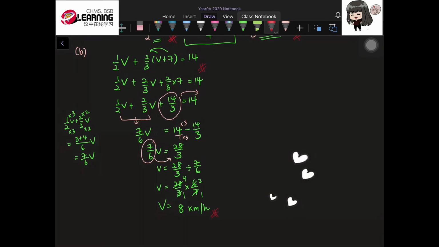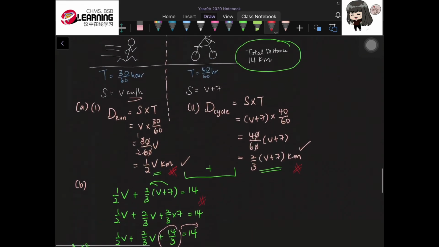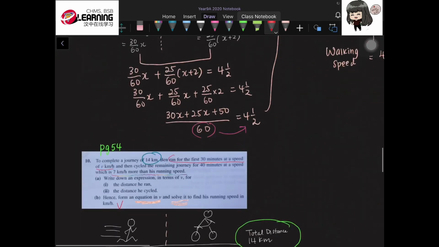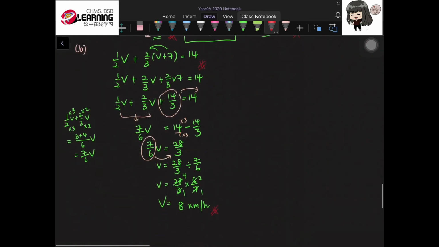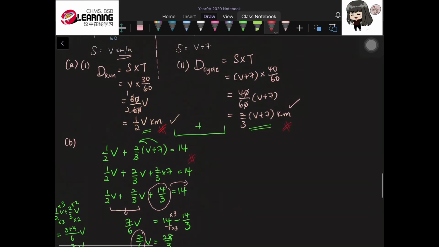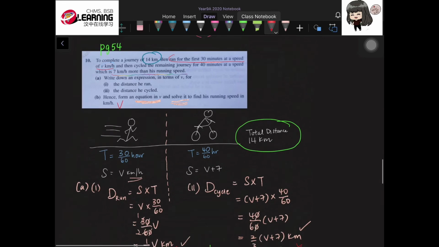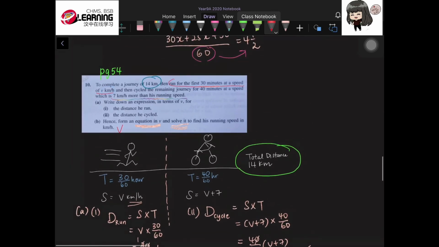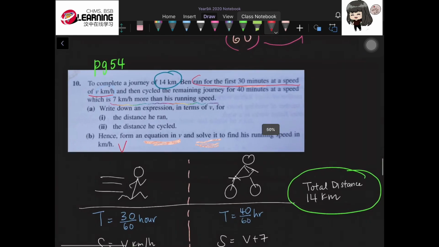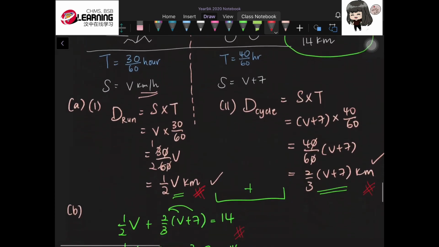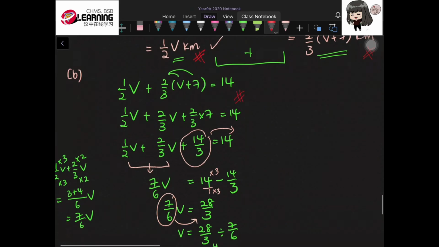We get the answer. So that's all for lesson 3. We have covered try 13 and question number 10. After you have finished number 10, you can always redo it again to make sure you understand this question. You can redo it by yourself without looking at the solution. That's how you learn. So we have finished unit 2.5.